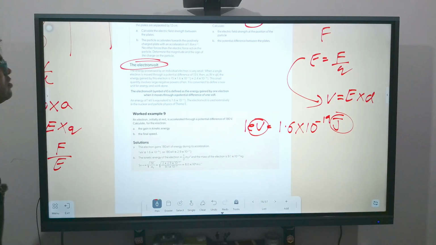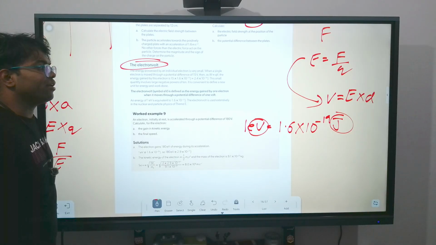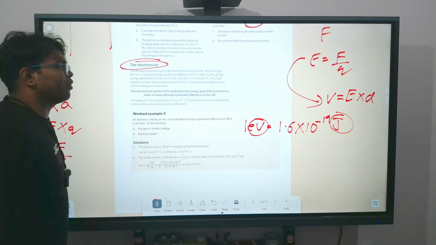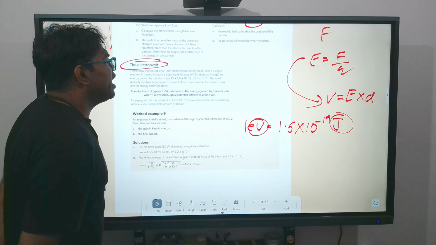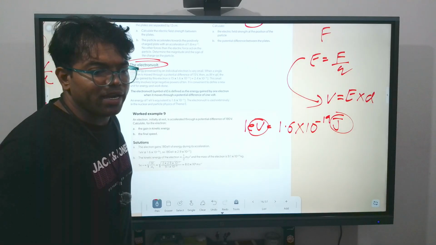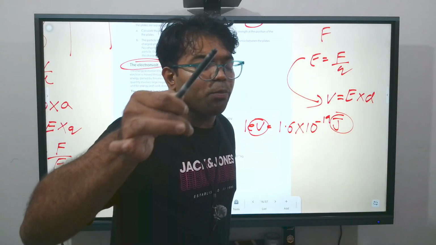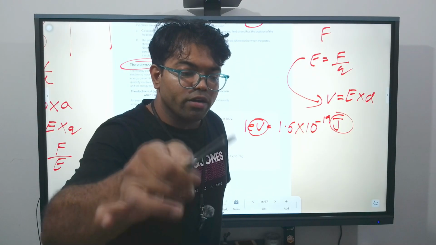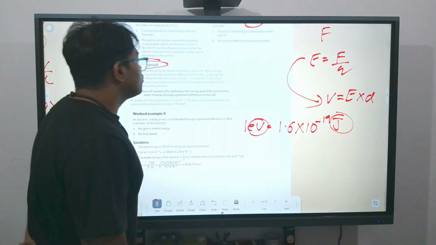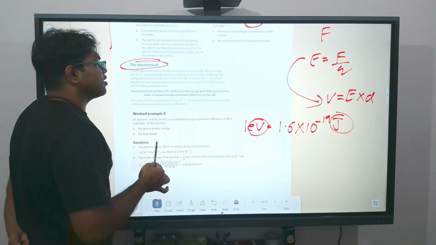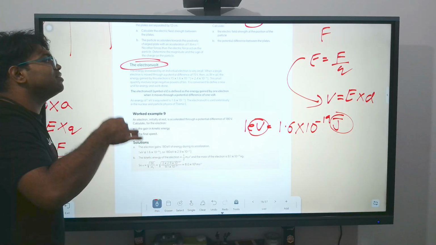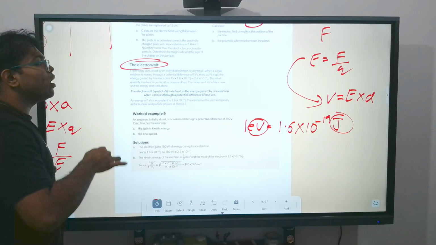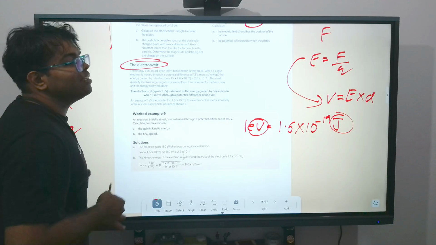Now, the energy possessed by an individual electron is very small. When a single electron is moved through a potential difference of 15 volts, then work is done. We know that potential is work done upon charge. So, therefore, work done is equal to potential into charge. So you are doing a certain amount of work. The energy gained by this electron is 15 into 1.6 into 10 raised to the power minus 19 joules.